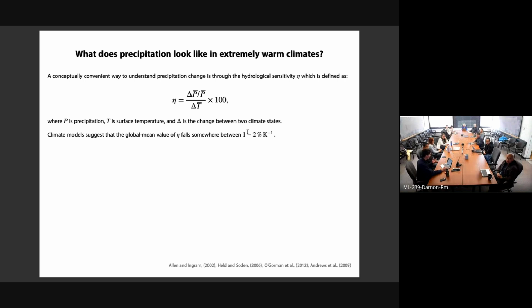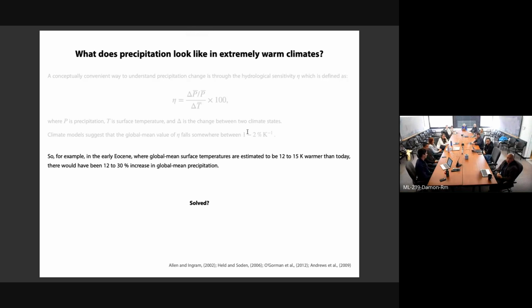And so I asked the question of what does precipitation look like in extremely warm climates? And I think we can do a simple scaling analysis from this and say that, well, maybe our best estimates of early Eocene surface temperature changes were 12 to 15 degrees warmer than today. So with 1 to 2% per Kelvin from climate models, that would say a 12 to 30% increase in global mean precipitation. And you've solved it. But I'm going to say no, you didn't solve it.